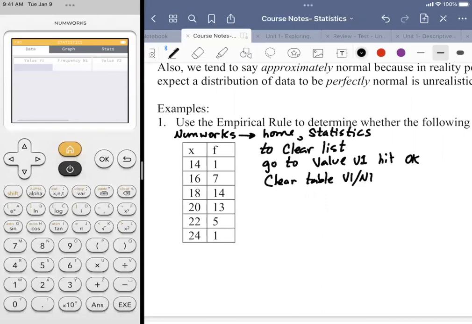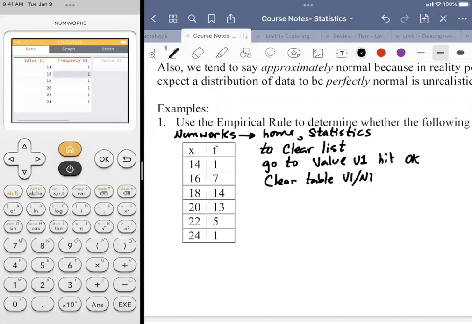All right, now I'm just going to type in my values. You start off with the X list. So 14, 16, 18, 20, 22, and 24. All right. And you'll notice that it automatically puts frequency values of 1 in for each of these numbers because it assumes that you only want that number to show up once. But I don't actually want it to only show up once. I want it to show up more than once.